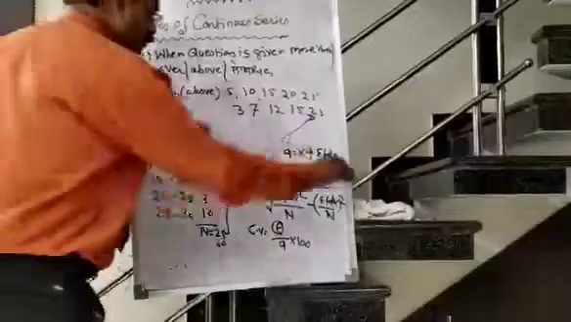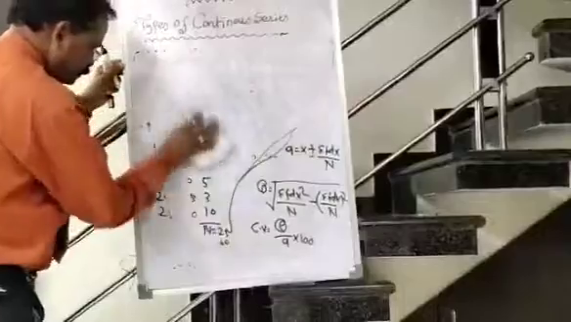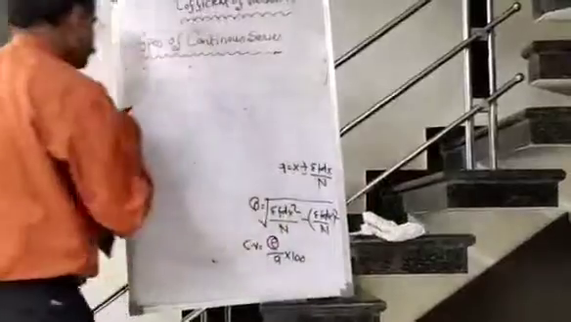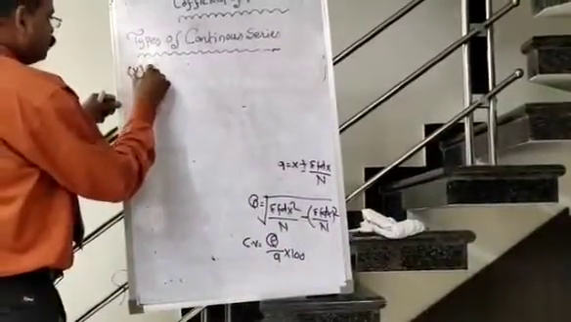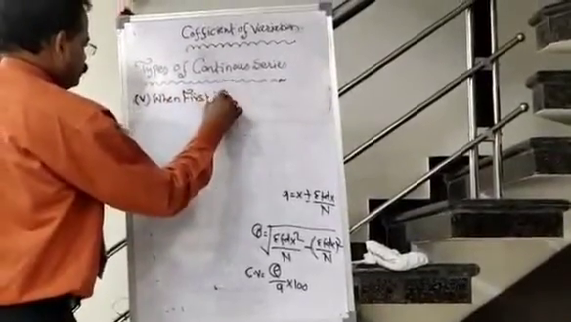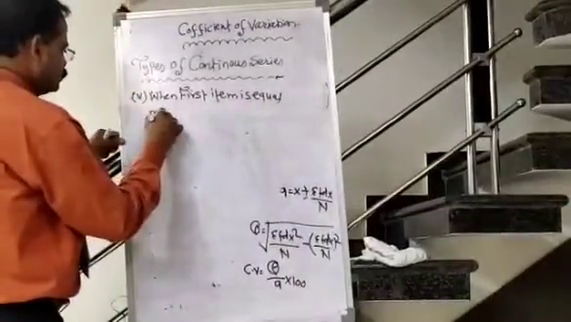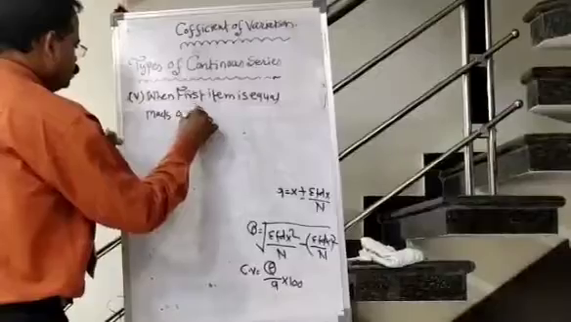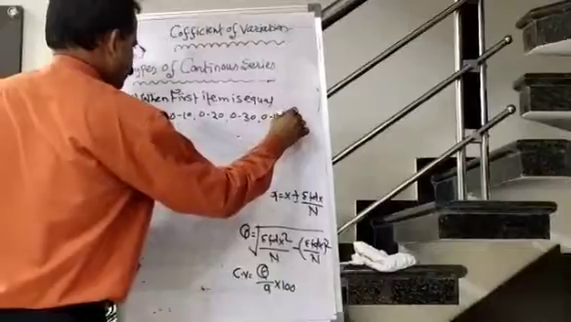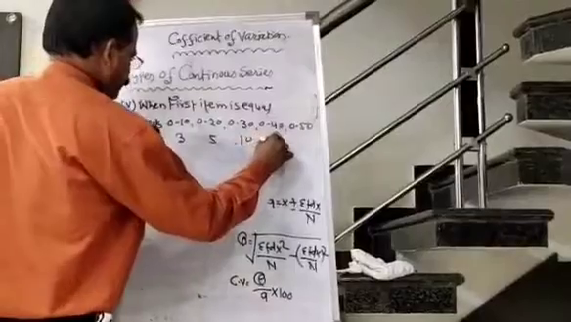After that, number 5, when the first item is equal. In this condition we should write marks. For example, marks 0 to 10, 0 to 20, 0 to 30, 0 to 40, 0 to 50. Frequency: 3, 5, 10, 15, 20.